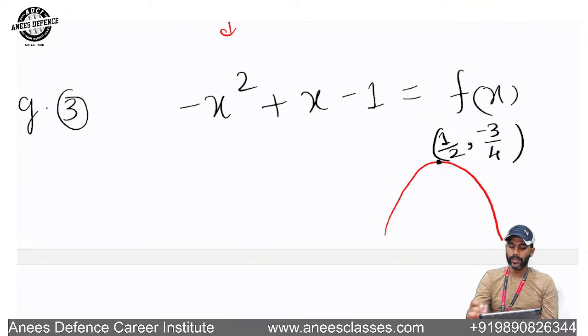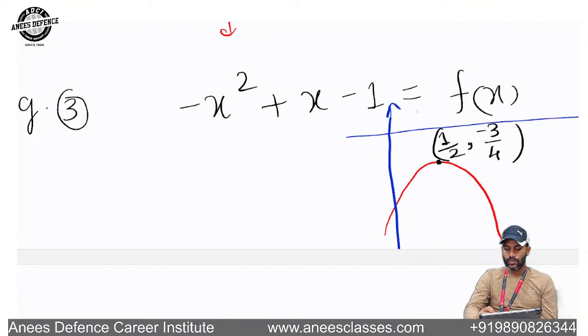So tell me, the y-axis would be somewhere here, and the x-axis would be somewhere here. So this is your x-axis, y-axis, and this is your origin. What is the coordinate of this particular point? 0 comma minus 1.